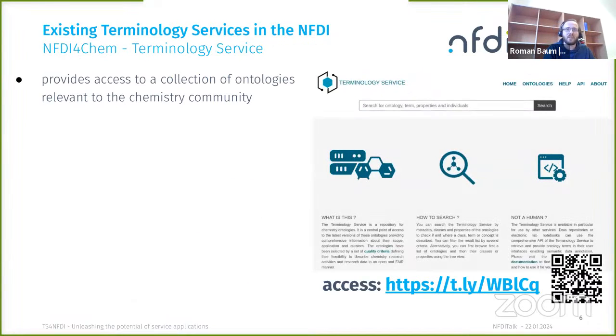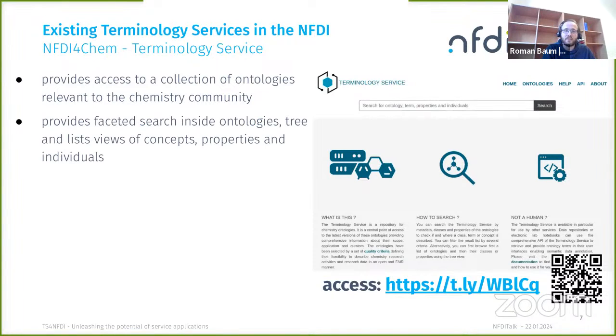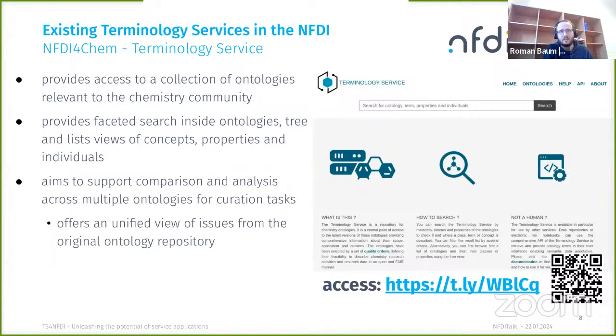So what is the terminology service? I have these examples. As I mentioned before, the first one is the terminology service of NFDI4Chem, which provides access to a collection of ontologies relevant for the chemistry community. It also provides faceted search inside ontologies, tree and list views of concepts, properties and individuals. It also aims to support comparison and analysis across multiple ontologies for curation tasks, and it offers a unified view of issues from the original ontology repository.